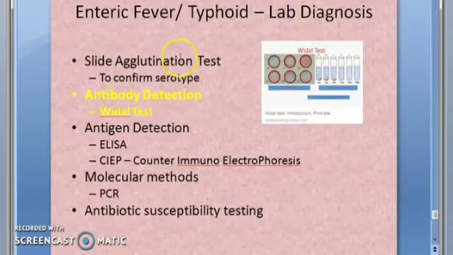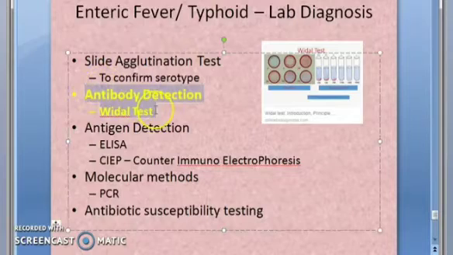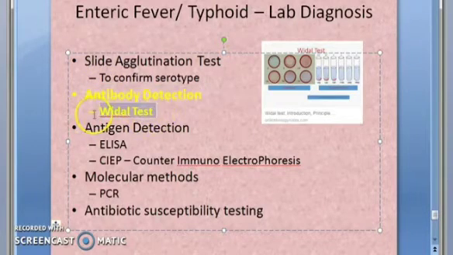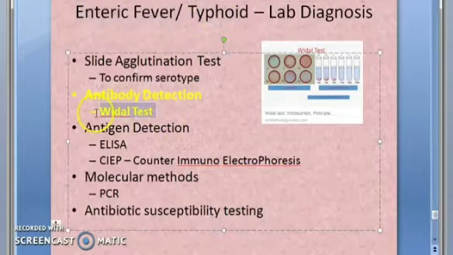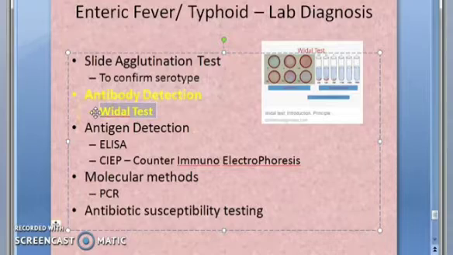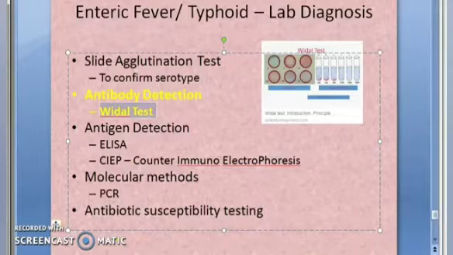Welcome people. Now we have reached this stage, a very important one: antibody detection, the Widal test for enteric fever, typhoid. This has been asked so many times that if you know it, you will definitely get 5 marks. That kind of question it is. It is asked so many times, you have to know it. Now let's dive into this question, the Widal test.